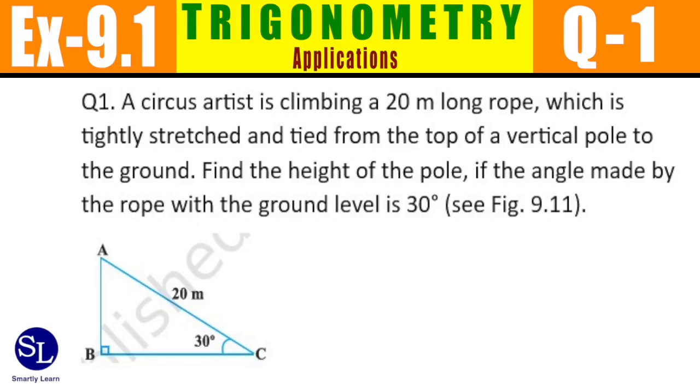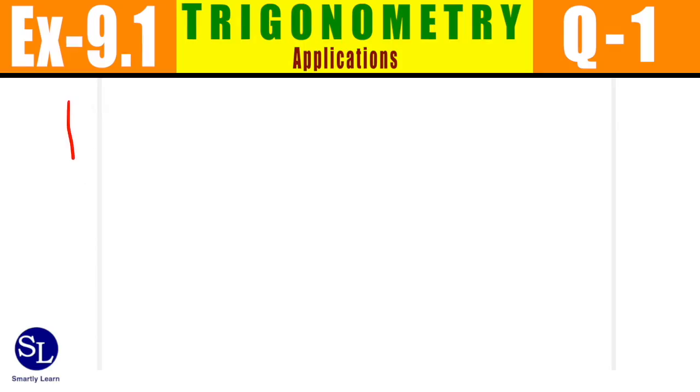They've already given the diagram, so let's draw that diagram once again for our reference. It's a right angled triangle marked here as A, B, and C, where B is going to carry the 90 degrees. The rope is 20 meters. The angle it makes with the ground is 30 degrees. And we're expected to find out the height of the pole, which is AB.